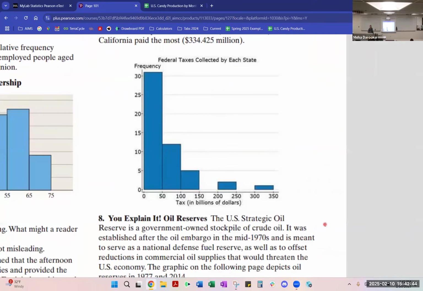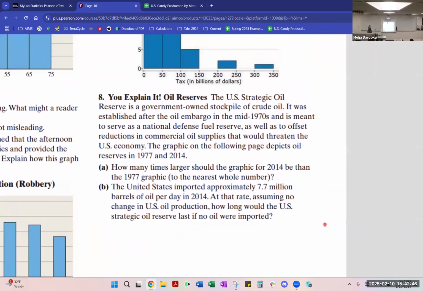Broken up into two pages. So they're saying the US Strategic Oil Reserve is a government-owned stockpile of crude oil. It was established after the oil embargo in the mid-1970s and is meant to serve as a national defense fuel reserve, as well as to offset reductions in commercial oil supplies that would threaten the US economy. So the graphic goes from reserves in 1977 to 2014. They want to know how many times larger should the graphic for 2014 be compared to the 1977.